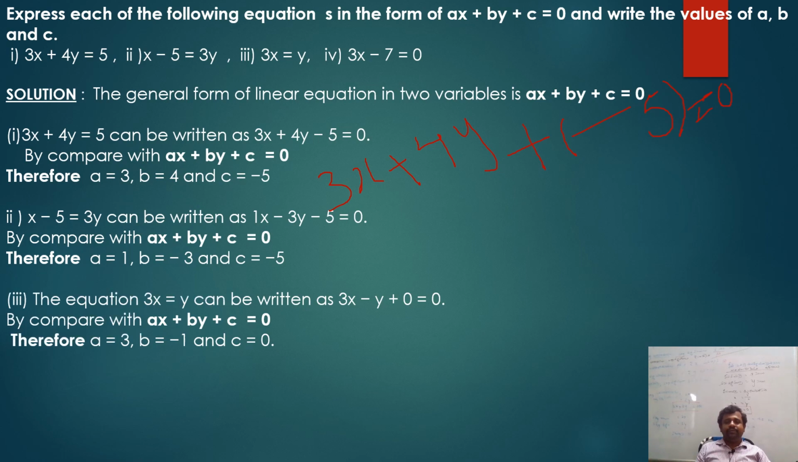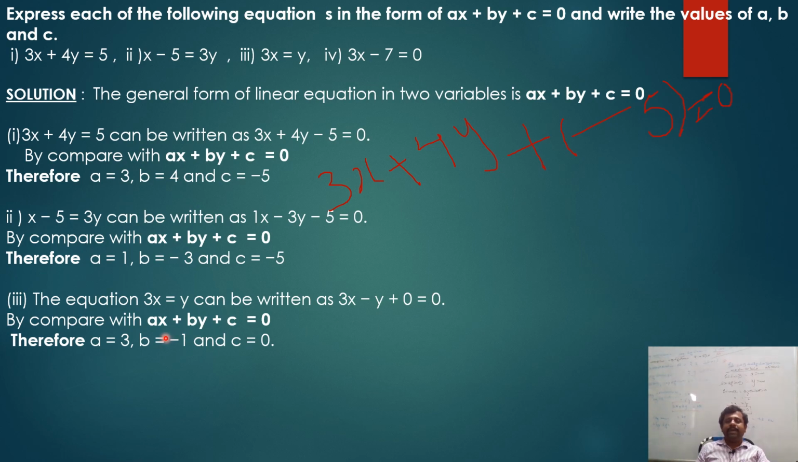Then move to the third one. The equation 3x is equal to y can be written as 3x, this y transposed to the LHS as minus y. There is no constant, so we use plus 0. This is important, and sometimes we make easy mistakes like this. There is no constant, so you put plus 0 as the constant, is equal to 0.